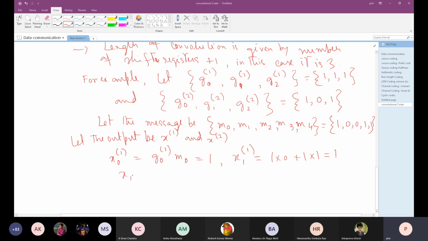Similarly we will have x1 2, which is also equal to 1 because 1 1 1 is at this place. Then x1 3, the 1 1 1 is at this place, so that is also equal to 1. Then x1 4, where 1 is at this place, so 1 into 1 plus 1 into 1 will be equal to 0.